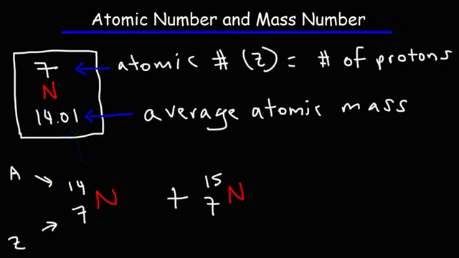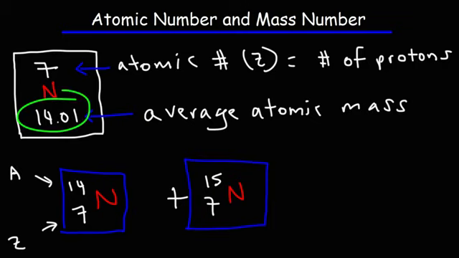Now, which of these two isotopes is more abundant? Would you say nitrogen 14 or nitrogen 15? Notice that the average is closer to 14. Therefore, nitrogen 14 is far more abundant in nature than nitrogen 15 because the average is closer to it.